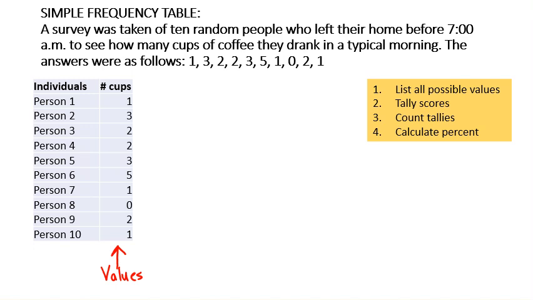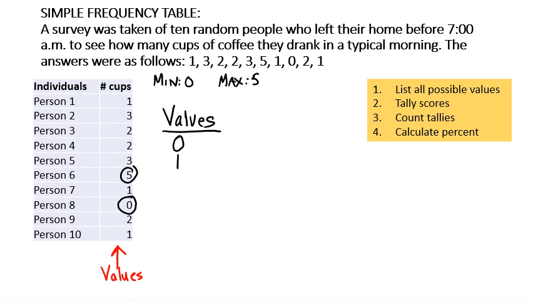So the first thing we do is list all possible values, and a really good way to do this can be to first find the minimum. In this case, I see this 0 as the minimum, and we can find the maximum. In this case, I think 5 is the largest number I see. And so that means that all of the values are the numbers 0 through 5. We'll list all the numbers, all of the values, even if nobody has that score. So 0, 1, 2, 3, 4, 5.